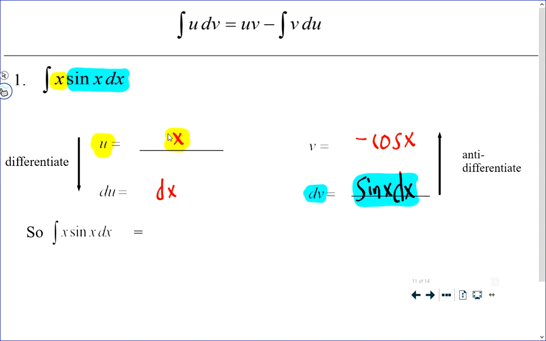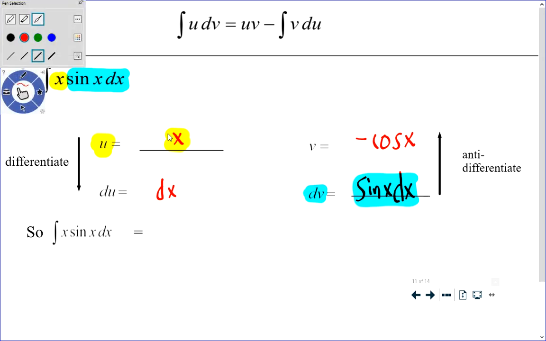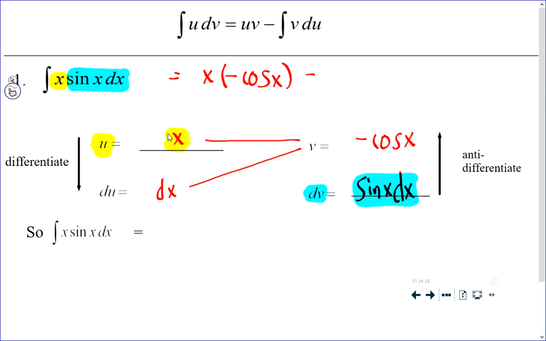It's still the product of these two minus the integral of the product of those two. So this would be equal to x times negative cos x minus the integral of dx times negative cos x, which would give negative cos x dx. You still get the same result.